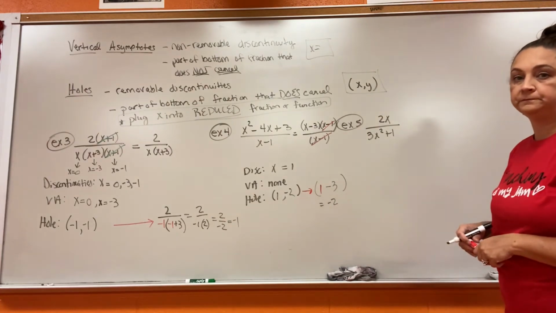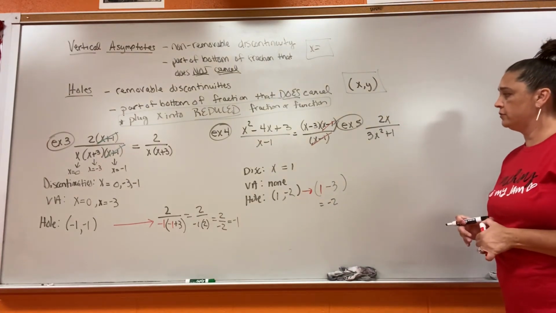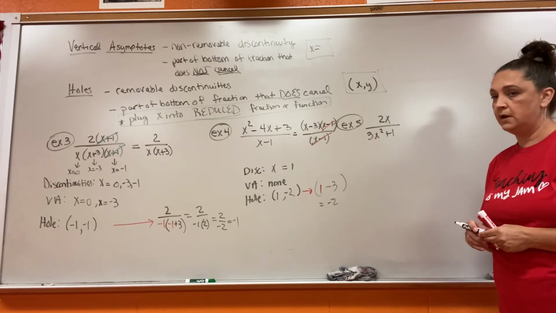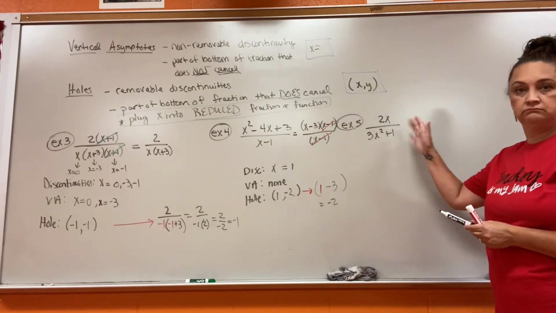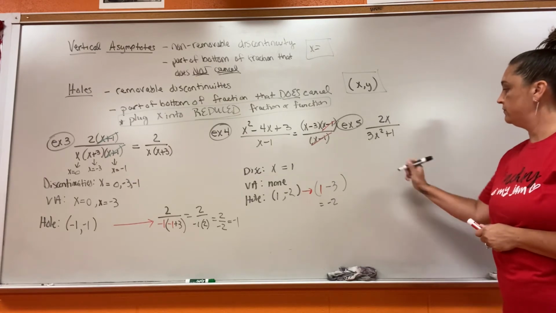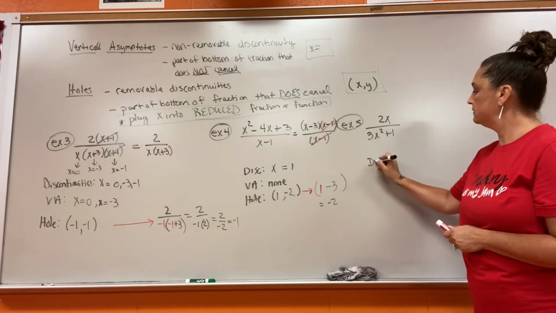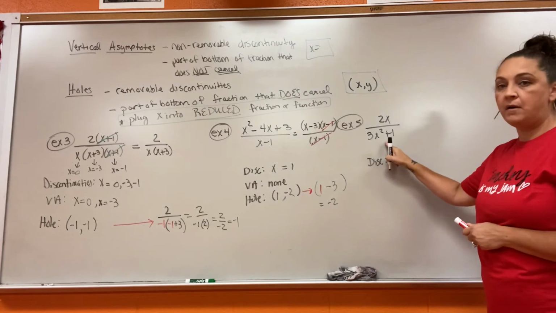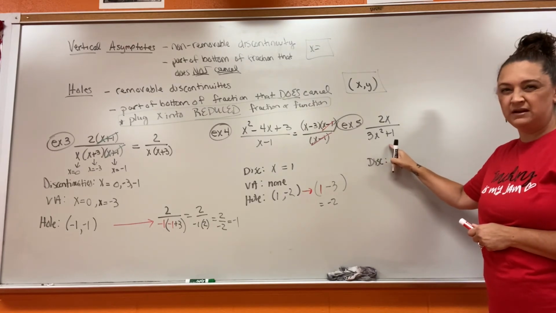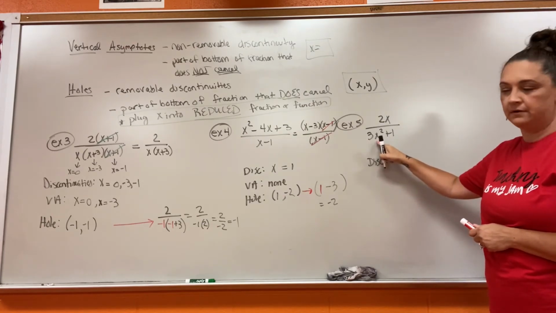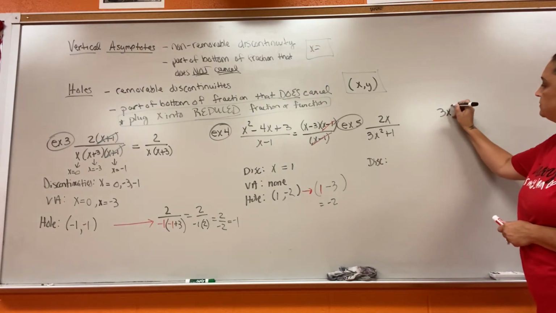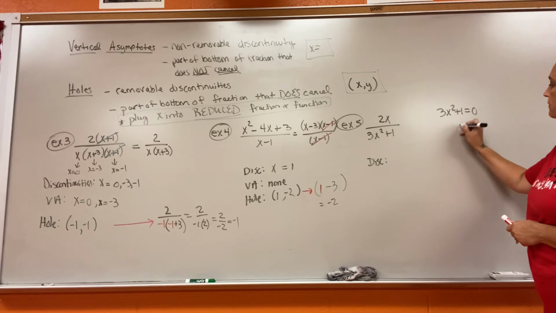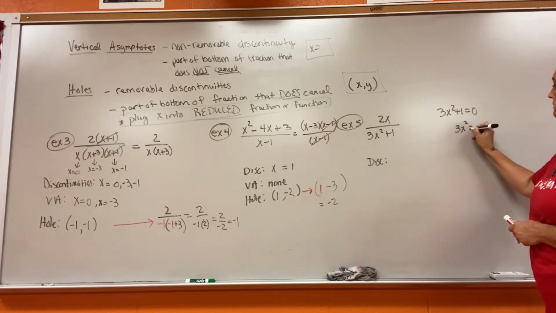Example 5. 2x over 3x squared plus 1. Nothing factors out. This is it. So for our discontinuities, we've got to take our bottom and set it equal to 0. This one looks weird, right? I can't just really eyeball that. There's an x squared there. So if I take 3x squared plus 1 and set it equal to 0 and solve for x.